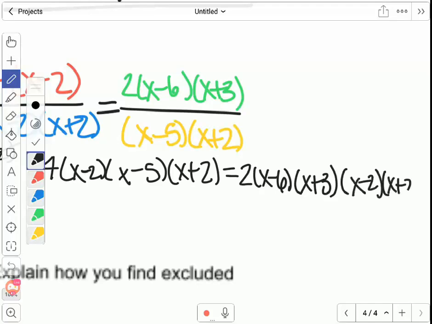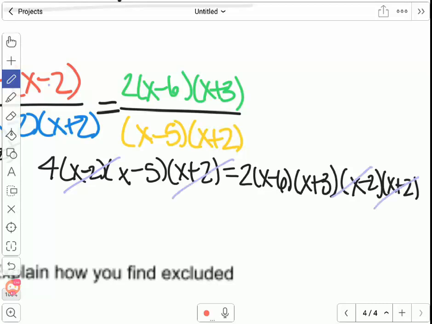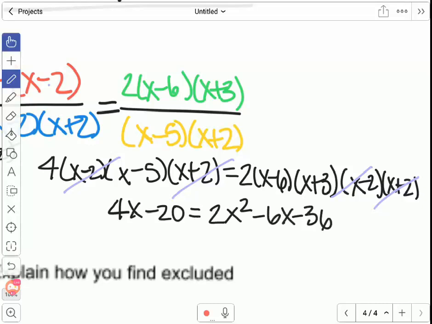We're looking for things that are the same on both sides that we can cancel out, and we've got several of those. We have an x minus 2 on both sides. Those are going to cancel. We also have an x plus 2 on both sides, so those are going to cancel. And I am left with, if I multiply this back out, 4x minus 20 equals 2x squared minus 6x minus 36.